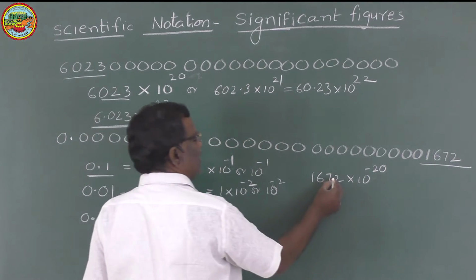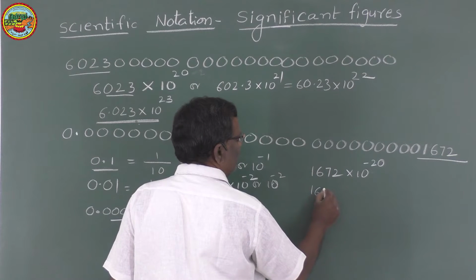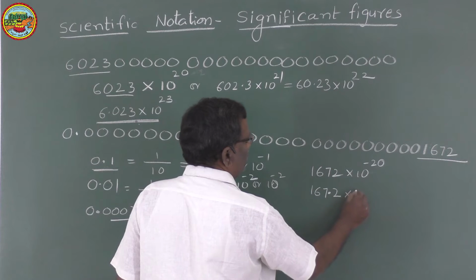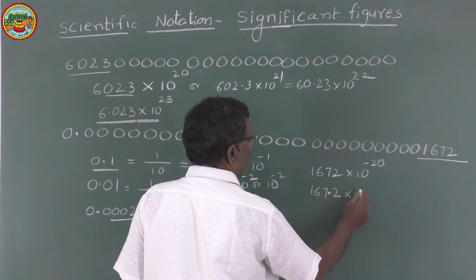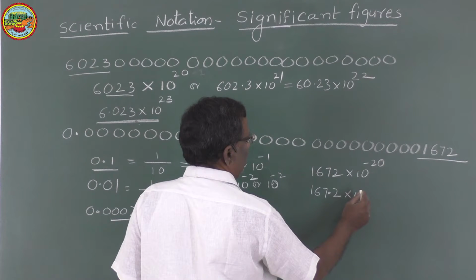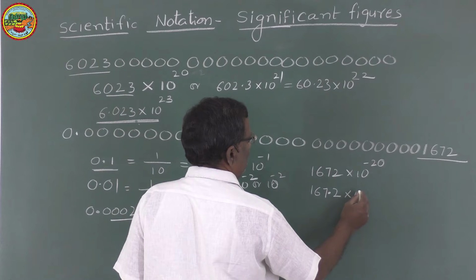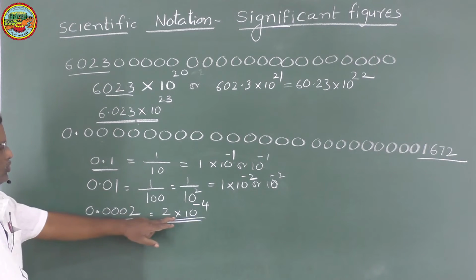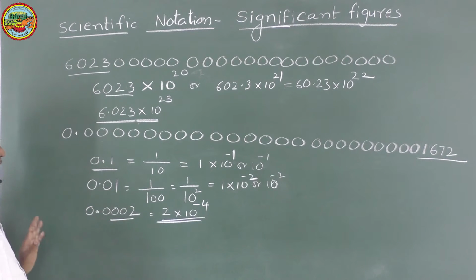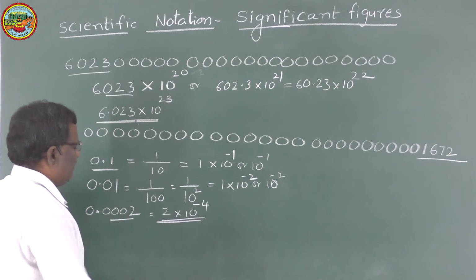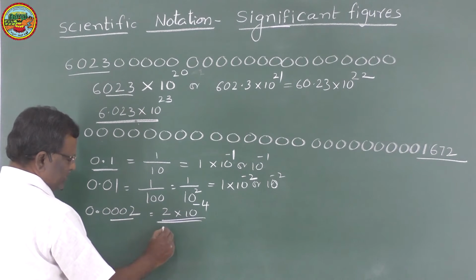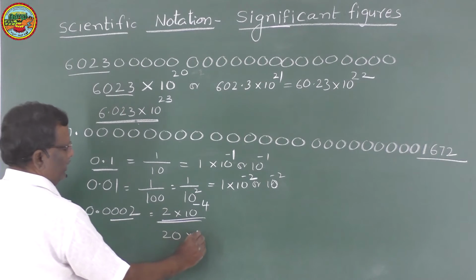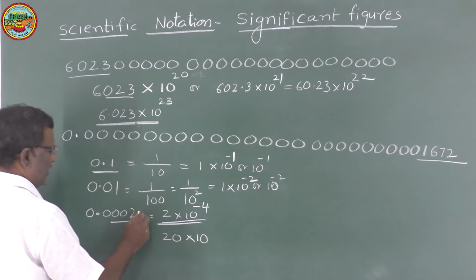Or if you want to write a decimal here, this can also be written as 1.672 into 10 to the power minus 4. Now if you want to increase the numbers, for example, if you want to write the same number as 20 into 10 to the power, because you are increasing zeros here.